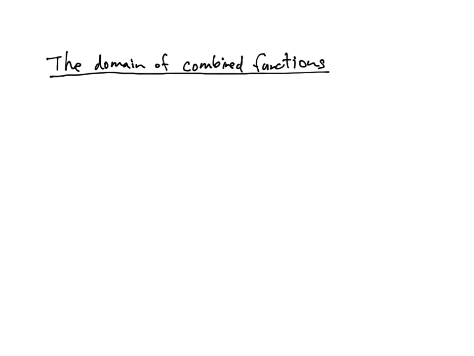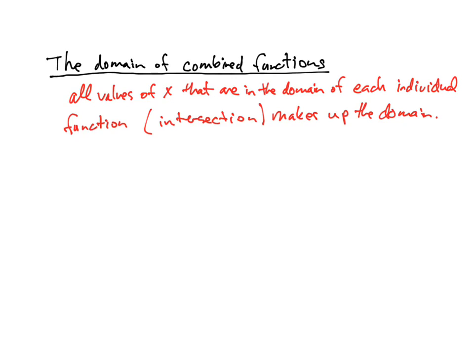Now we want to talk about how to find the domain anytime that we combine two or more functions, but we're just doing two functions here. So how do we find the domain of two combined functions? All values of x that are in the domain of each individual function, wherever these domains intersect or overlap, this makes up the domain of the combined function.